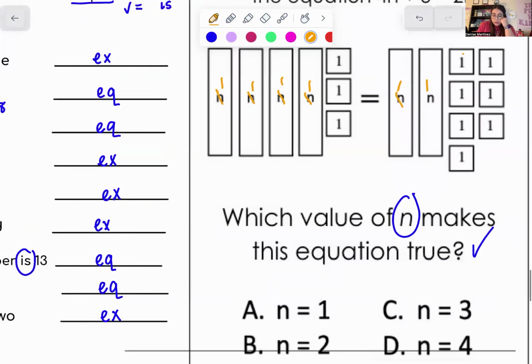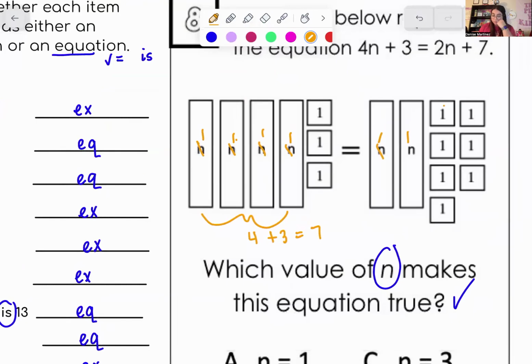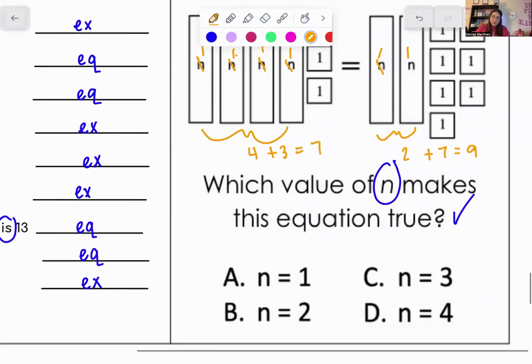Okay, so 1 plus 1 is 2. 2 plus 1 is 3. 3 plus 1 is 4. So here we get 4 plus 3 equals 7. So one side is 7. In order for 1 to be my answer, I should also get 7 on the other side. So 1 plus 1 is 2. So here I'm getting 2 plus 1, 2, 3, 4, 5, 6, 7. 2 plus 7 is 9. So this one can't be it because I didn't get 7 on the other side. A is wrong.